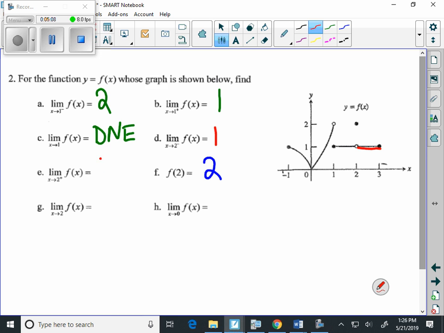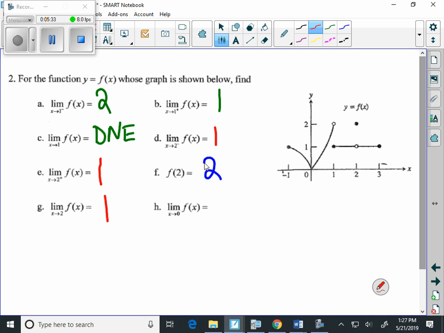If we jump down here to letter G, then the limit as x approaches 2, because D and E were 1, G is also 1. From the left side, we're approaching 1. From the right side, we're approaching 1. So consequently, we're approaching the same value from either side, and we do have a limit that exists there.